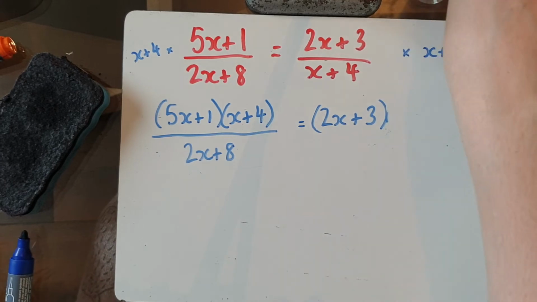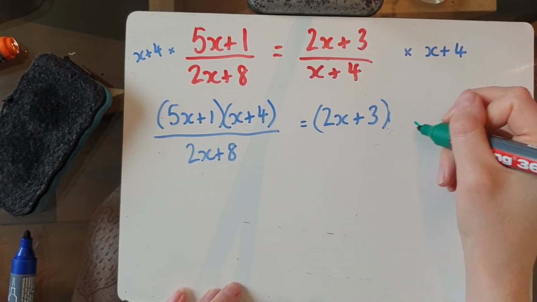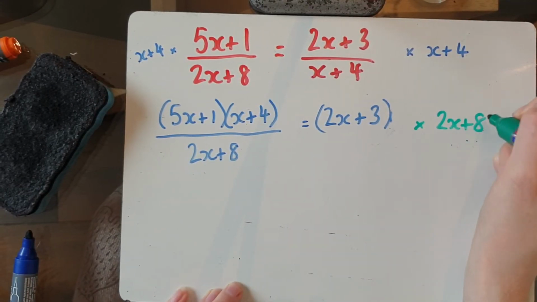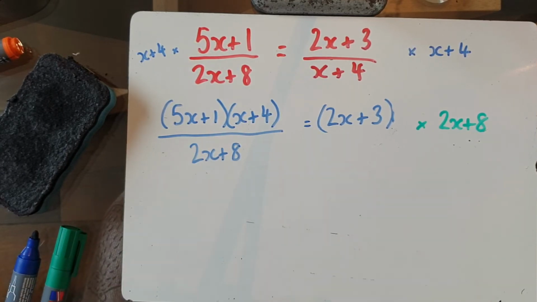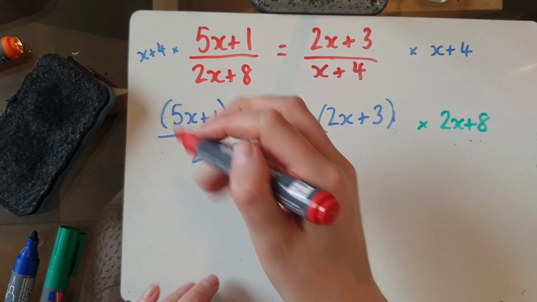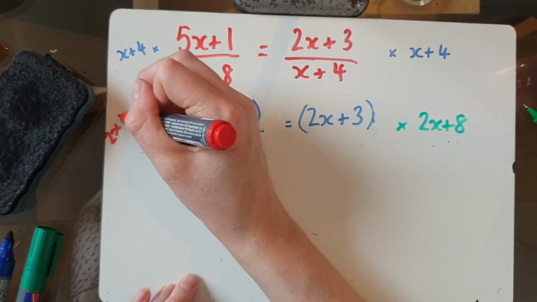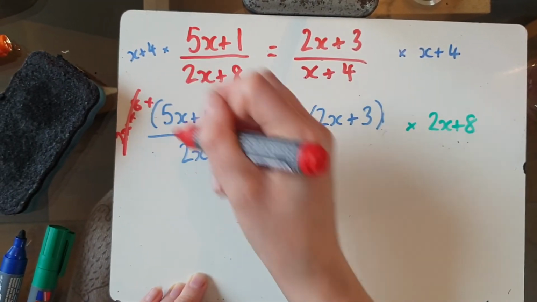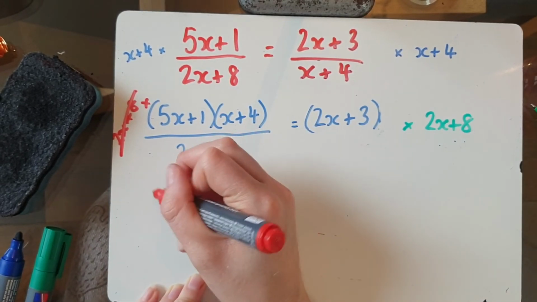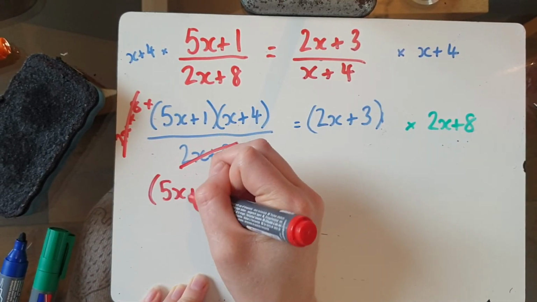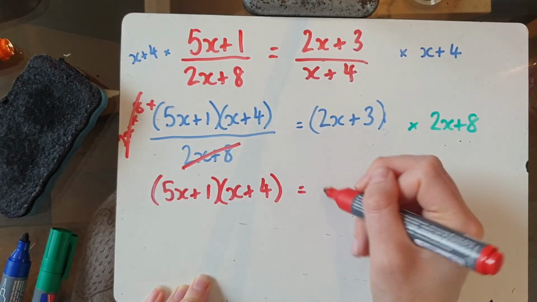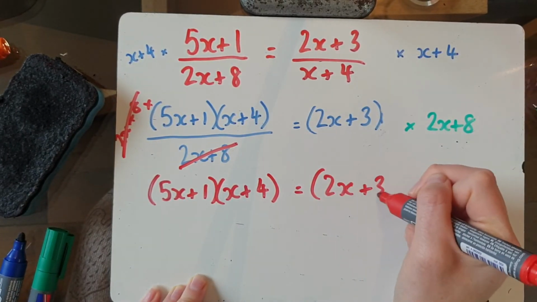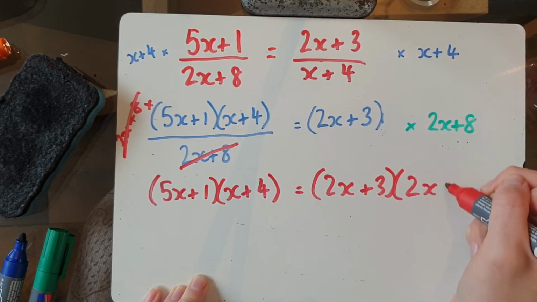Then, same kind of method, I'm going to times both sides by 2x plus 8. If I times this side by 2x plus 8, it will cancel. So 2x plus 8 times that and that will cancel. So we'll have just 5x plus 1 times x plus 4 equals 2x plus 3 times 2x plus 8.